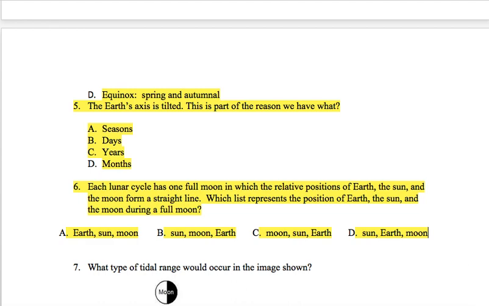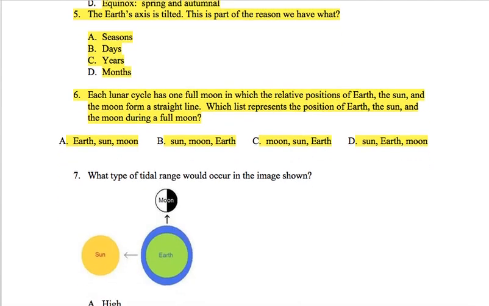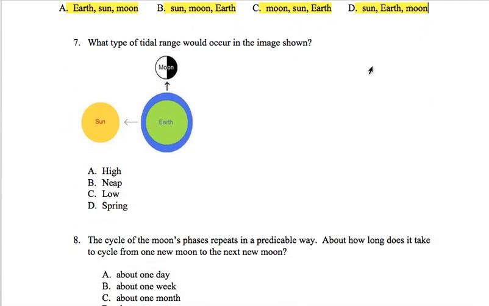Number 7. What type of tidal range would occur in the image shown? A. High. B. Neap. C. Low. D. Spring.